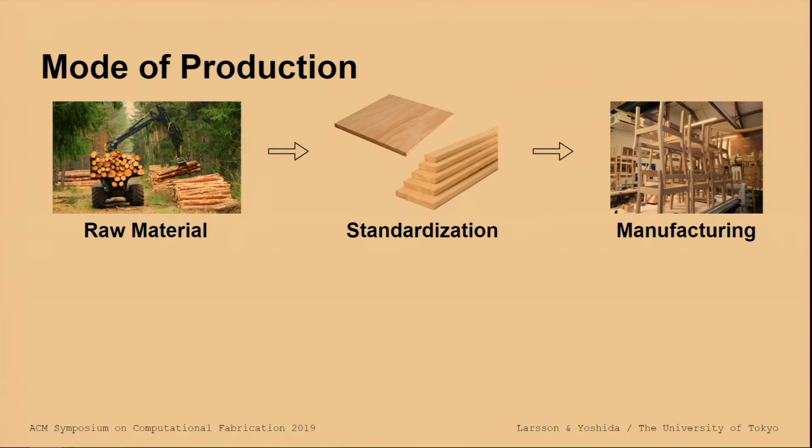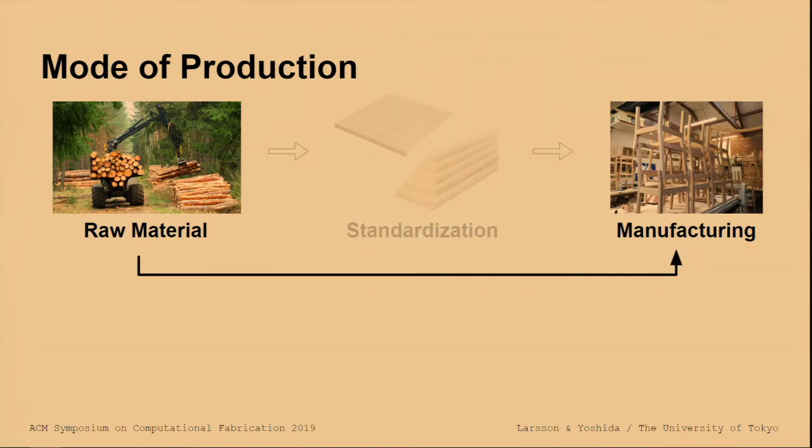In contrast, today's wood production is characterized by standardization of raw material. So the raw material is standardized into orthogonal components and shipped and glued together with adhesives in order to achieve bigger dimensions, to not have to care about the grain orientation and knots in the wood and so on. But the broader research question that we're answering: what if we skip this step of standardization and work directly with the raw material?